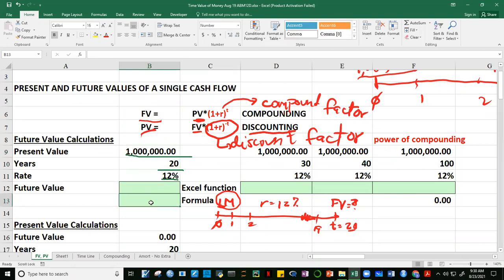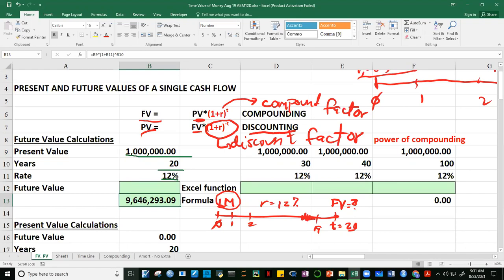If you use the formula, this is equal to the present value multiplied by the quantity 1 plus the r of 12%. In Excel, the exponent is shift 6, that's the caret, then 20, so that's raised to the 20. Then control enter, and you have 9.646 million, about 9.6 million. So what this says is that 1 million today is the same as 9.6 million after 20 years.